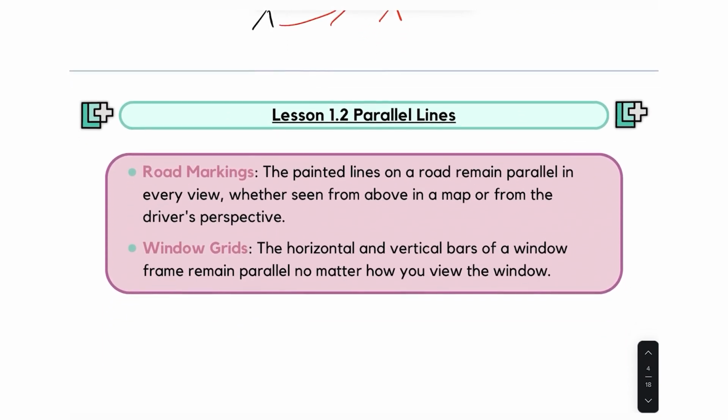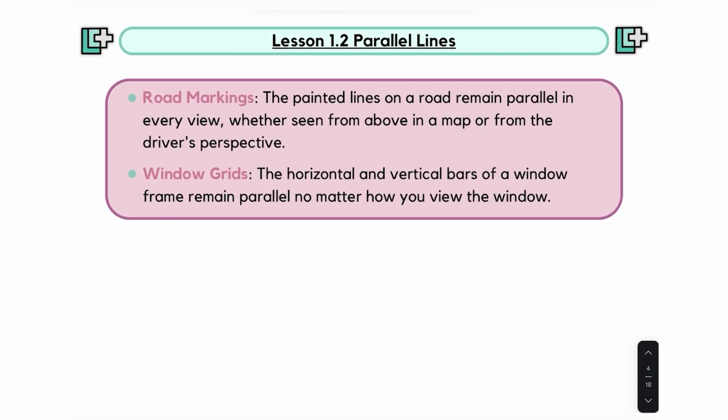So the next geometric principle that we look at is in relation to parallel lines. Again, just to give some context, we've given examples which relate to this concept. So the first is in relation to road markings. The painted lines on a road remain parallel in every view. So whether seen above from a map or from a driver's perspective, the lines remain parallel. Window grids are also a very practical example of this concept. So the horizontal and vertical bars of a window frame remain parallel no matter how you view the window.